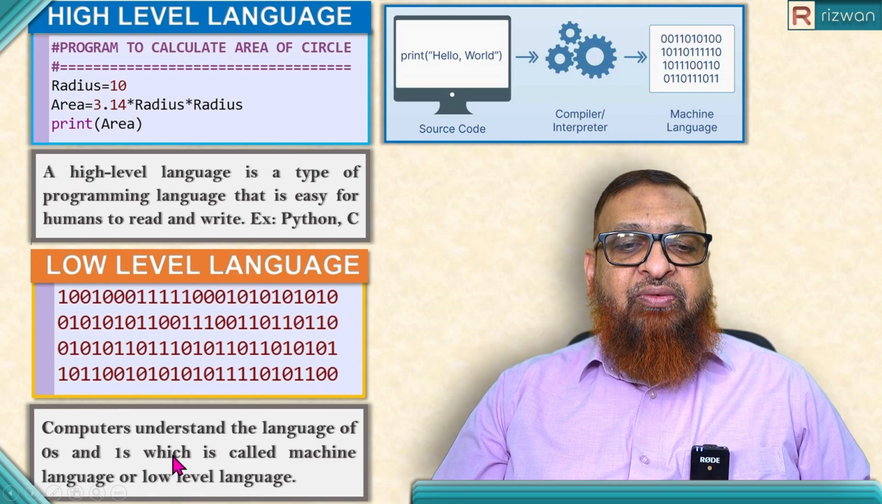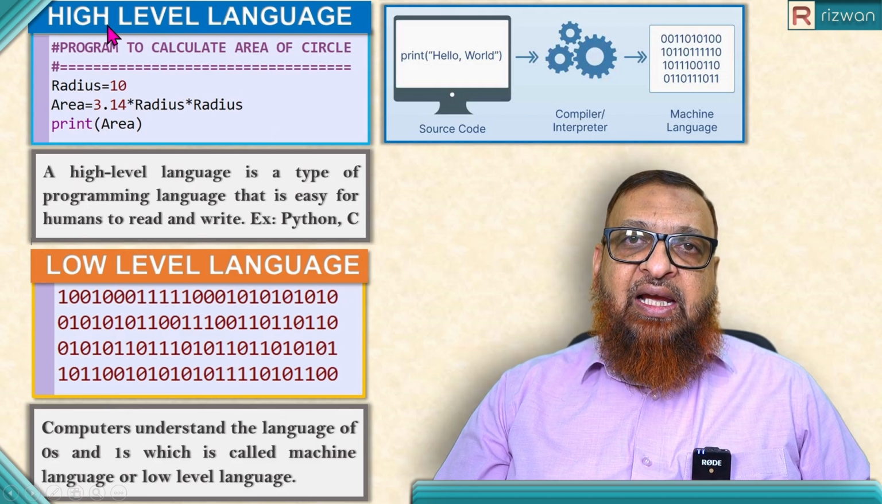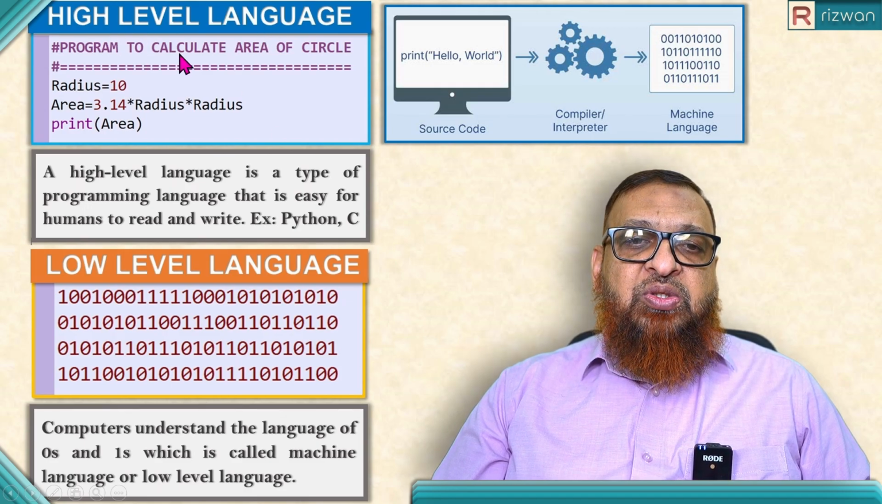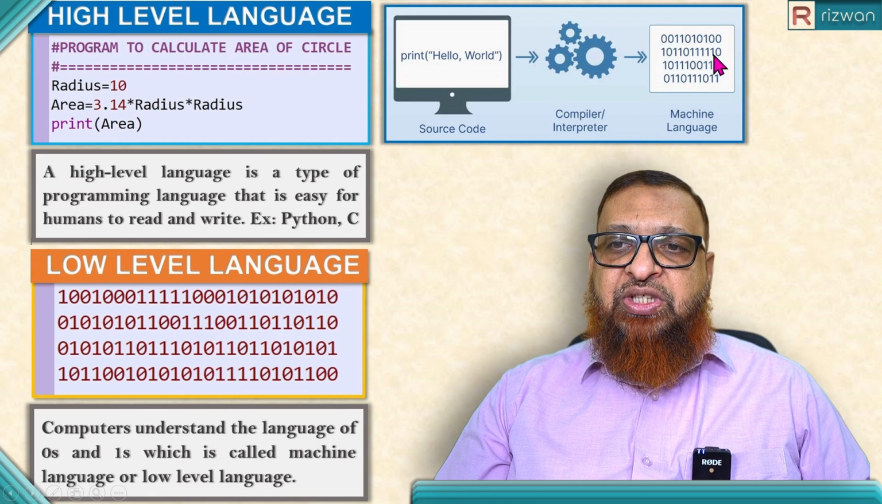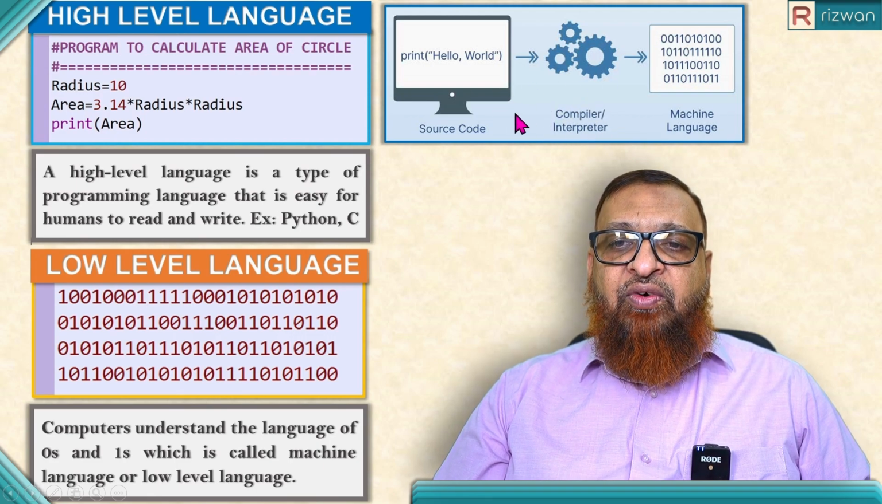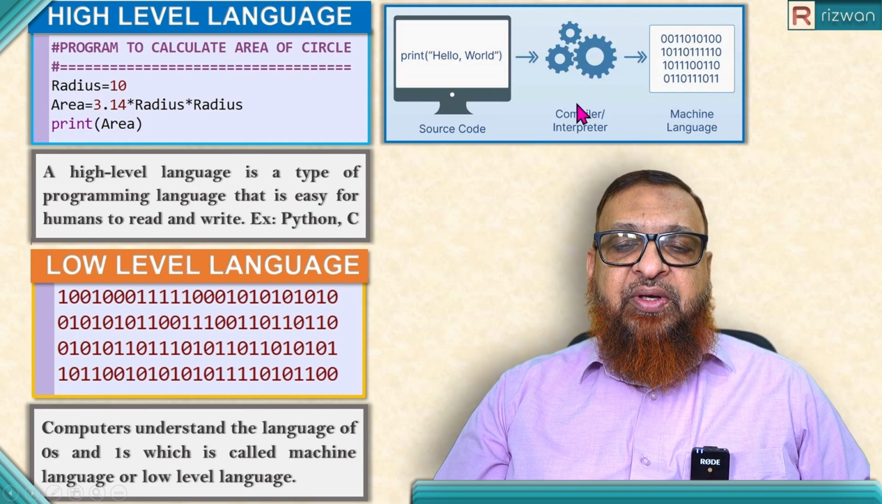Okay. So what is a low level language? It's also called a machine language. So in order to communicate with the computers, we need to give it in the form of ones and zeros. It will not understand high level language. So the area of circle, whatever we have given here, let us say the source code we have given, has to be converted to machine language. You can see here. So who will do this job? Converting from source code to machine language, that is, from high level language to low level language, we need a compiler or interpreter.